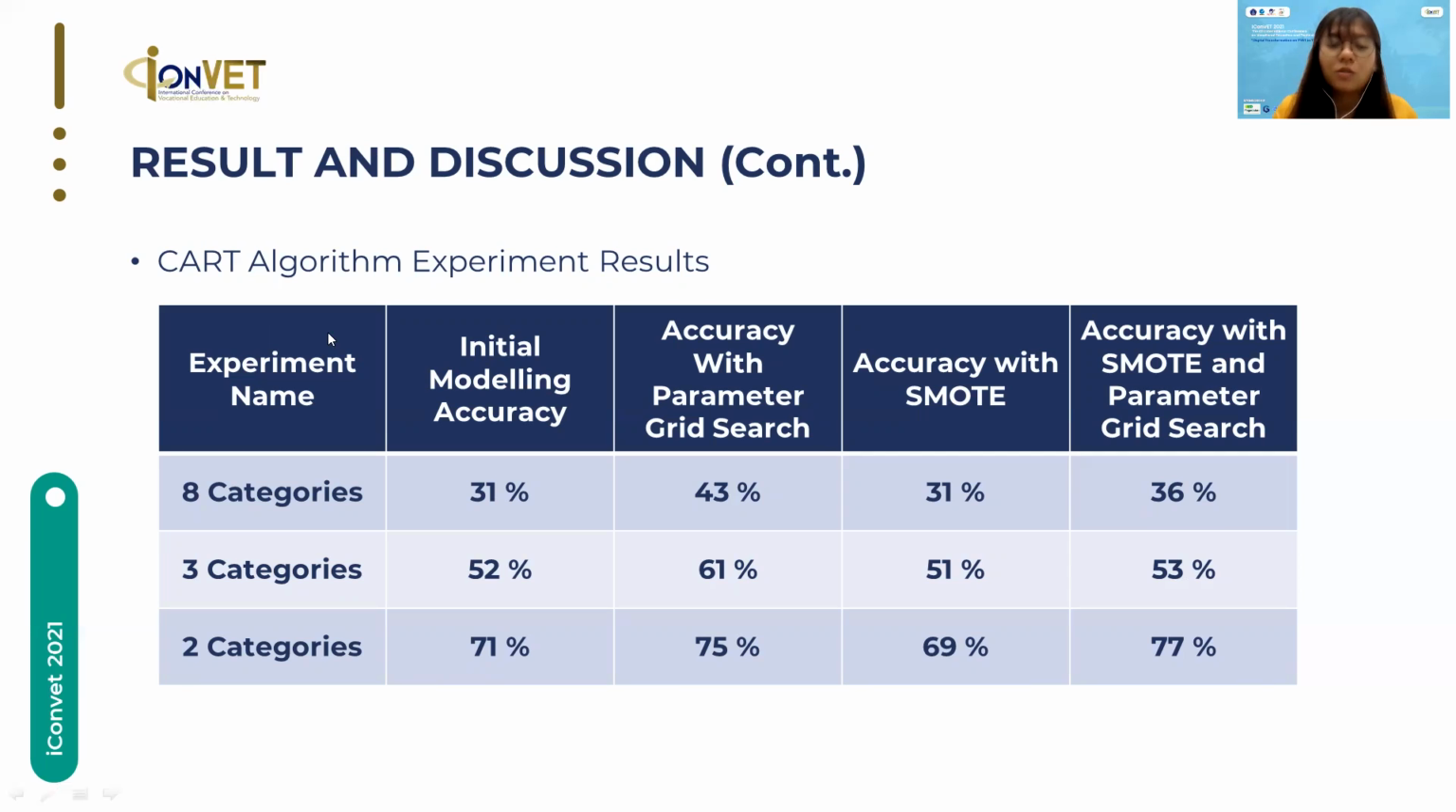Result of the CART algorithm implementation. We can see on our screen the table of results of the CART implementation: experiment name, accuracy with early modeling, accuracy with the best hyperparameters, accuracy with SMOTE modeling, and accuracy with the best parameters and SMOTE. We can see the highest accuracy is 77% in the 2 category experiment with the best parameters and SMOTE.